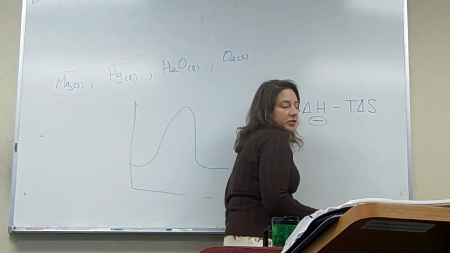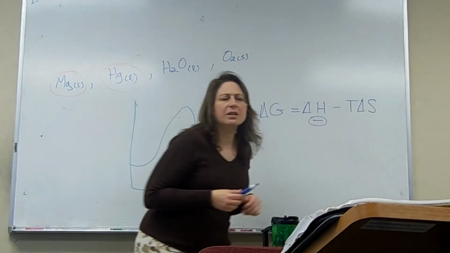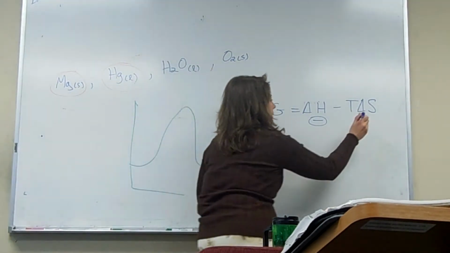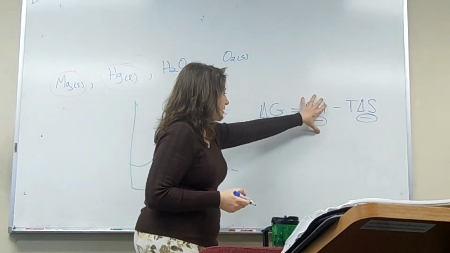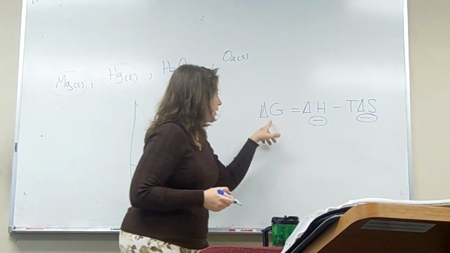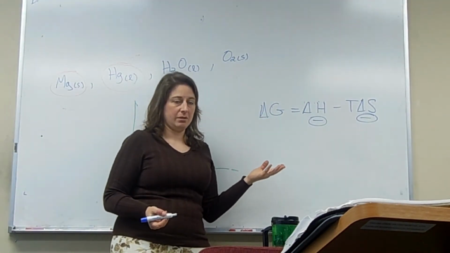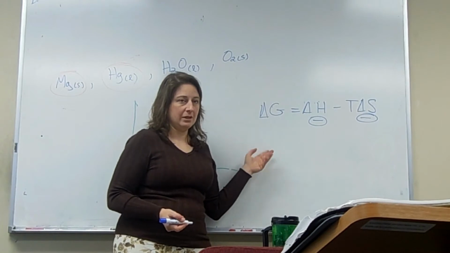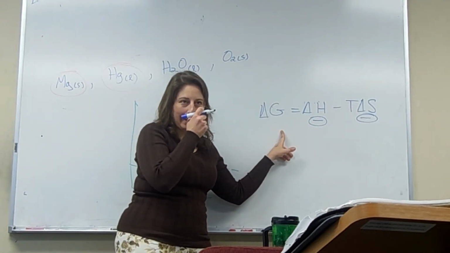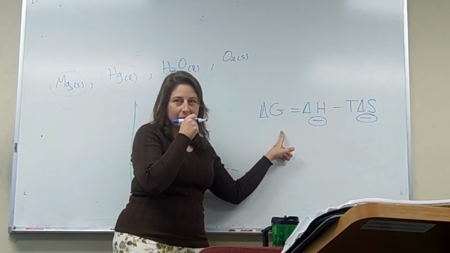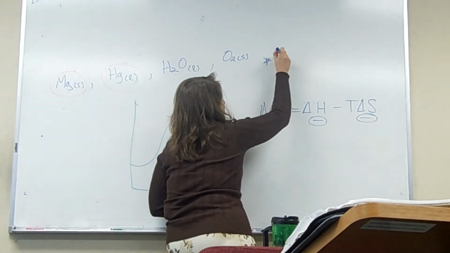And then what did it say about entropy? Negative. Entropy is negative. Okay, so if we had this to be negative and this to be negative, what does Gibbs have to be for the reaction to actually happen? Positive or negative? Negative. Okay, so key definition.